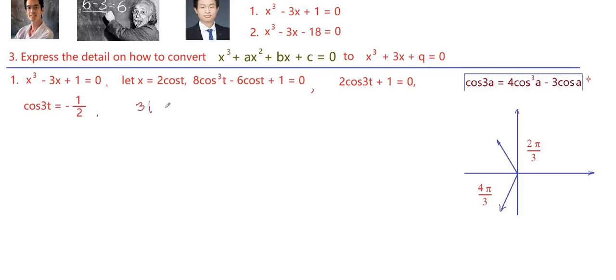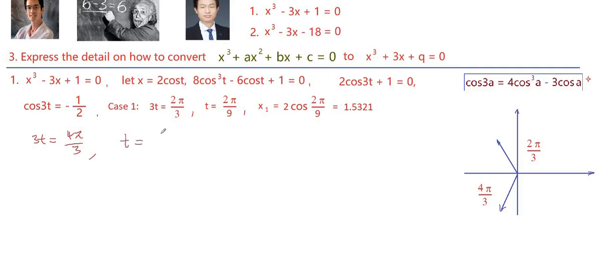Therefore, 3t equal to 2 pi divided by 3, and t is equal to 2 pi divided by 9. So we have the first root, x1 equal to 2 cosine 2 pi divided by 9. Case 2, 3t equal to 4 pi divided by 3. t is equal to 4 pi divided by 9, and x2 equal to 2 cosine 4 pi divided by 9.